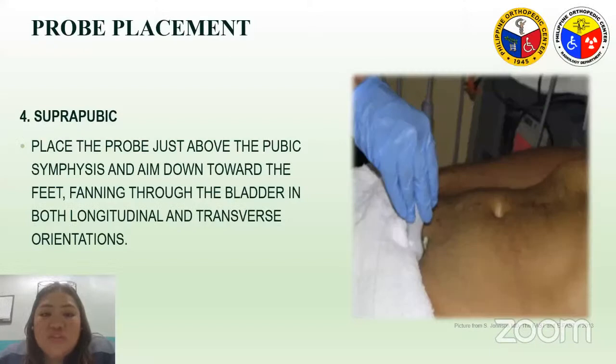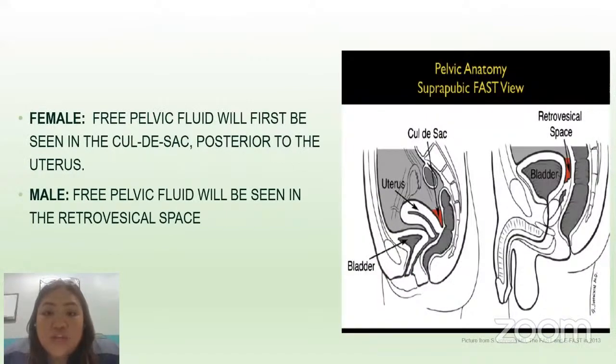So this slide demonstrates how to position the probe in the abdomen's suprapubic region. Using the bladder as the sonographic window, this view evaluates the pelvis for free fluid. Place the probe just above the pubic symphysis and aim towards the feet, fanning through the bladder in both longitudinal and transverse orientation. This picture shows the pelvic anatomy when we are conducting the FAST examinations.